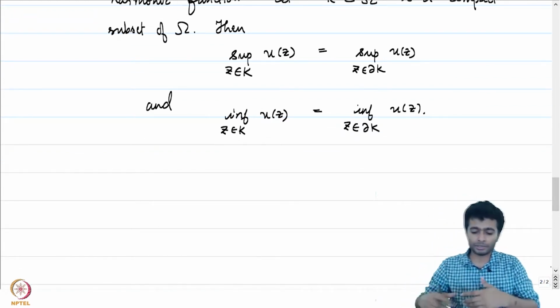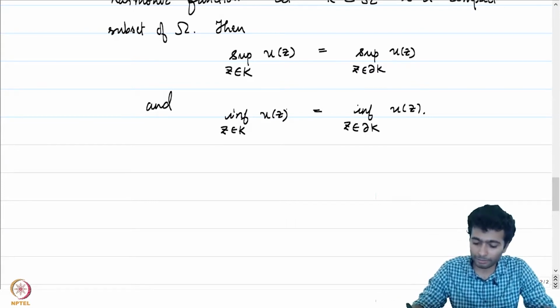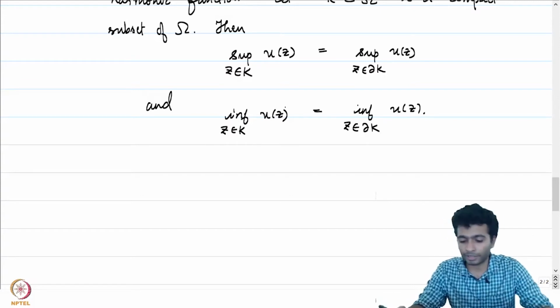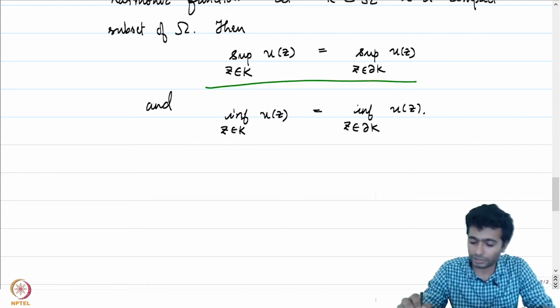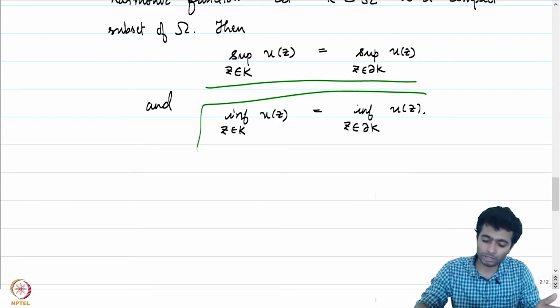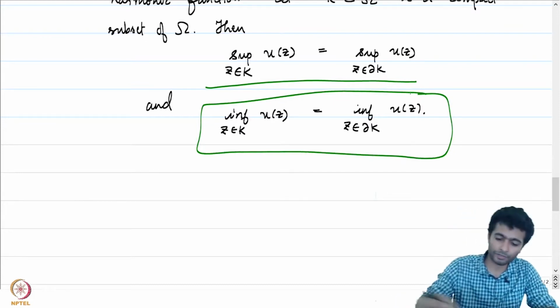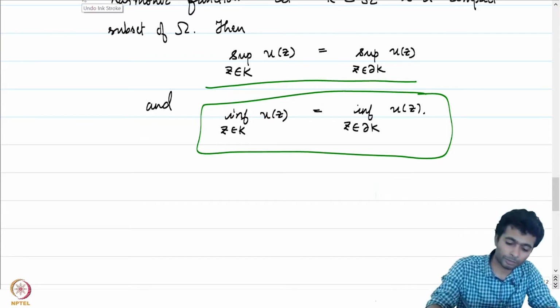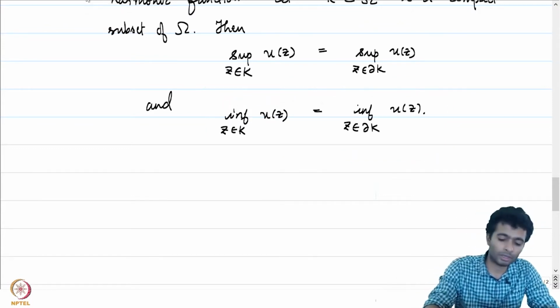So the second statement is very similar to the above, and I'll just remark that the second statement follows from the first statement. If we show that the supremum of u of z is attained on the boundary, we have effectively shown this statement as well, because if u is harmonic, so is minus u, and therefore we can talk about the supremum of minus u and conclude things about the infimum as well.